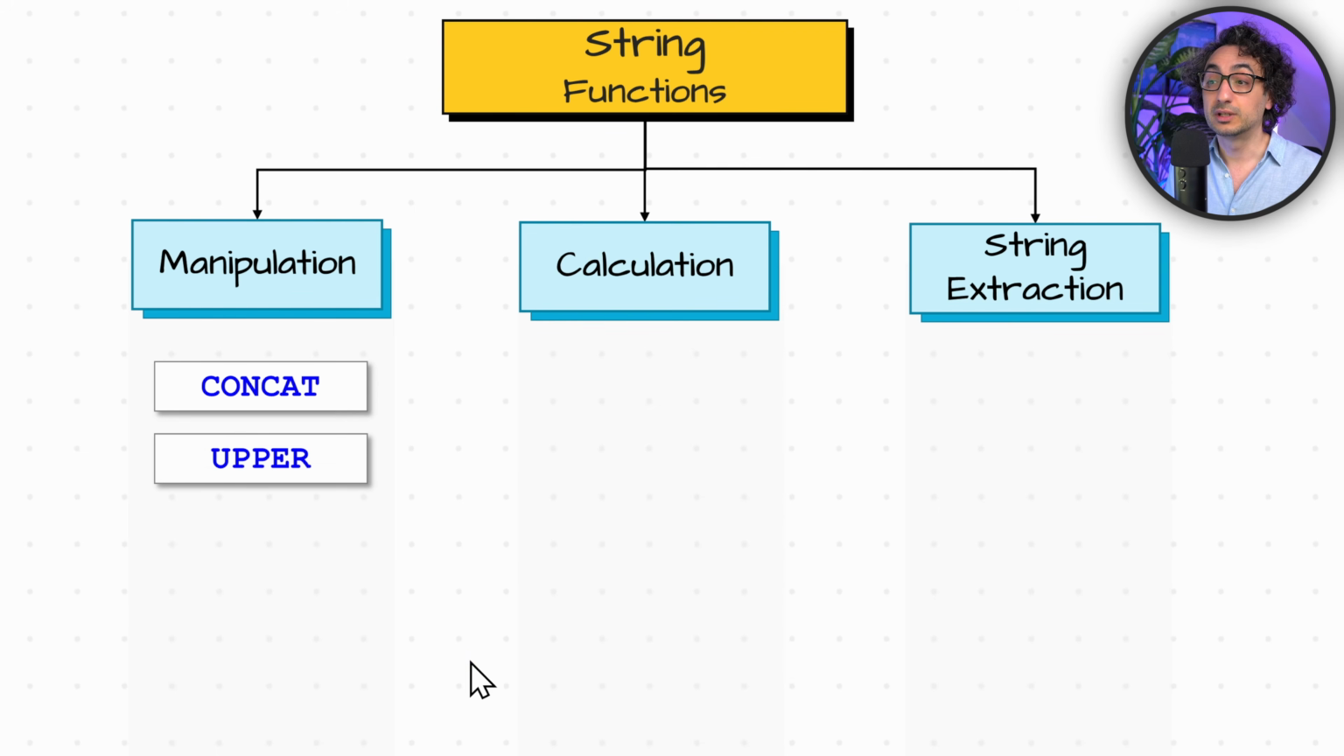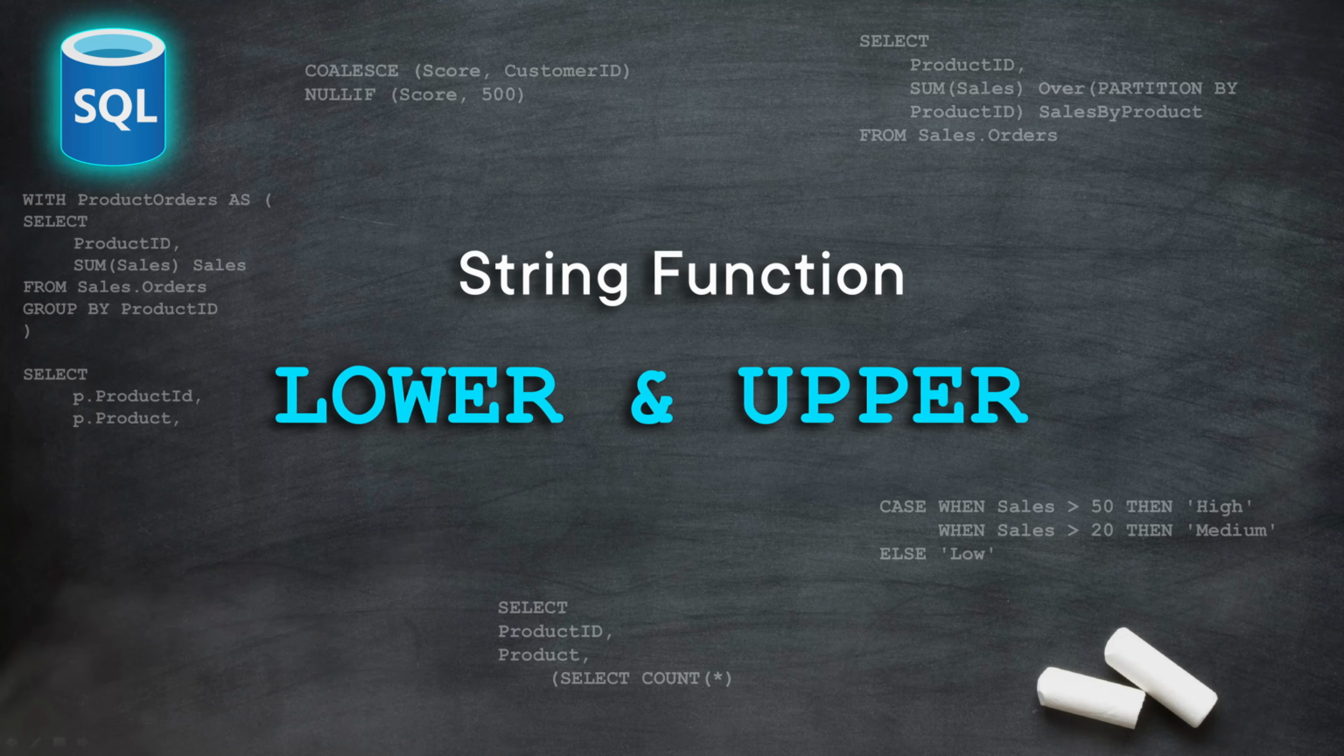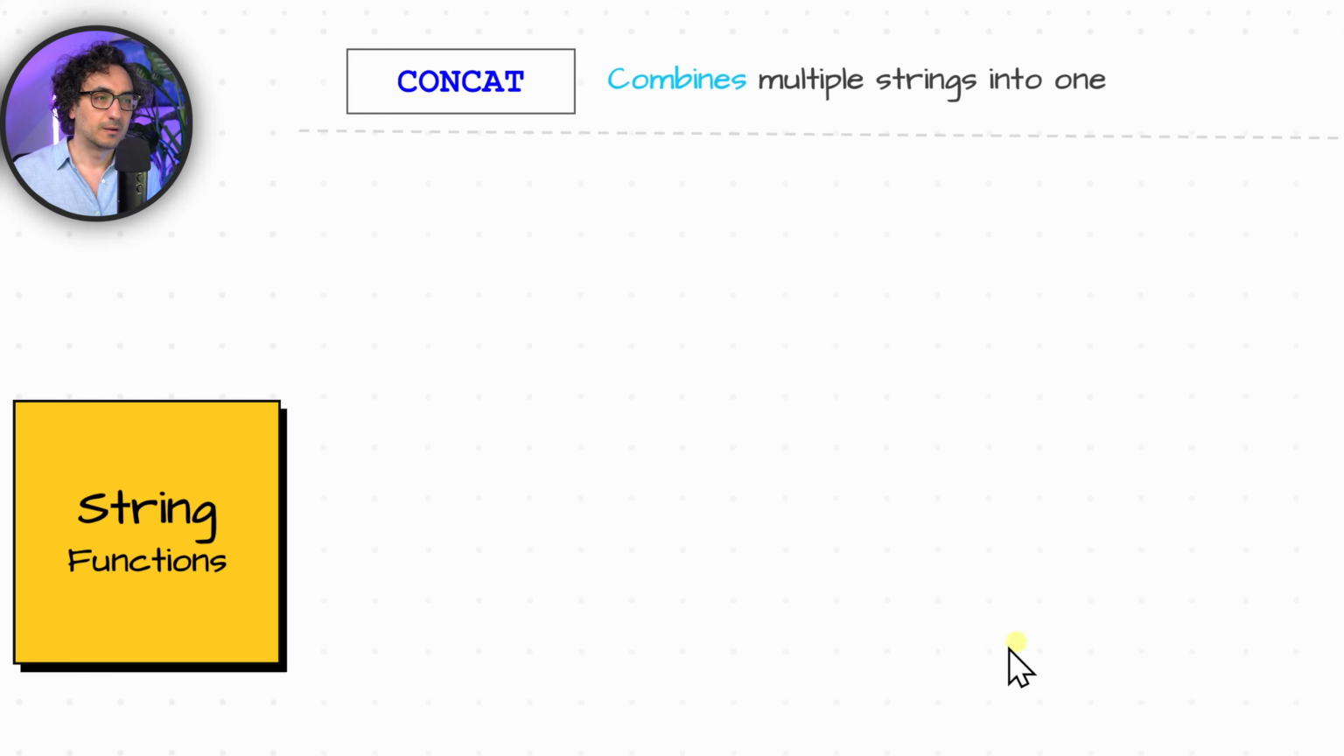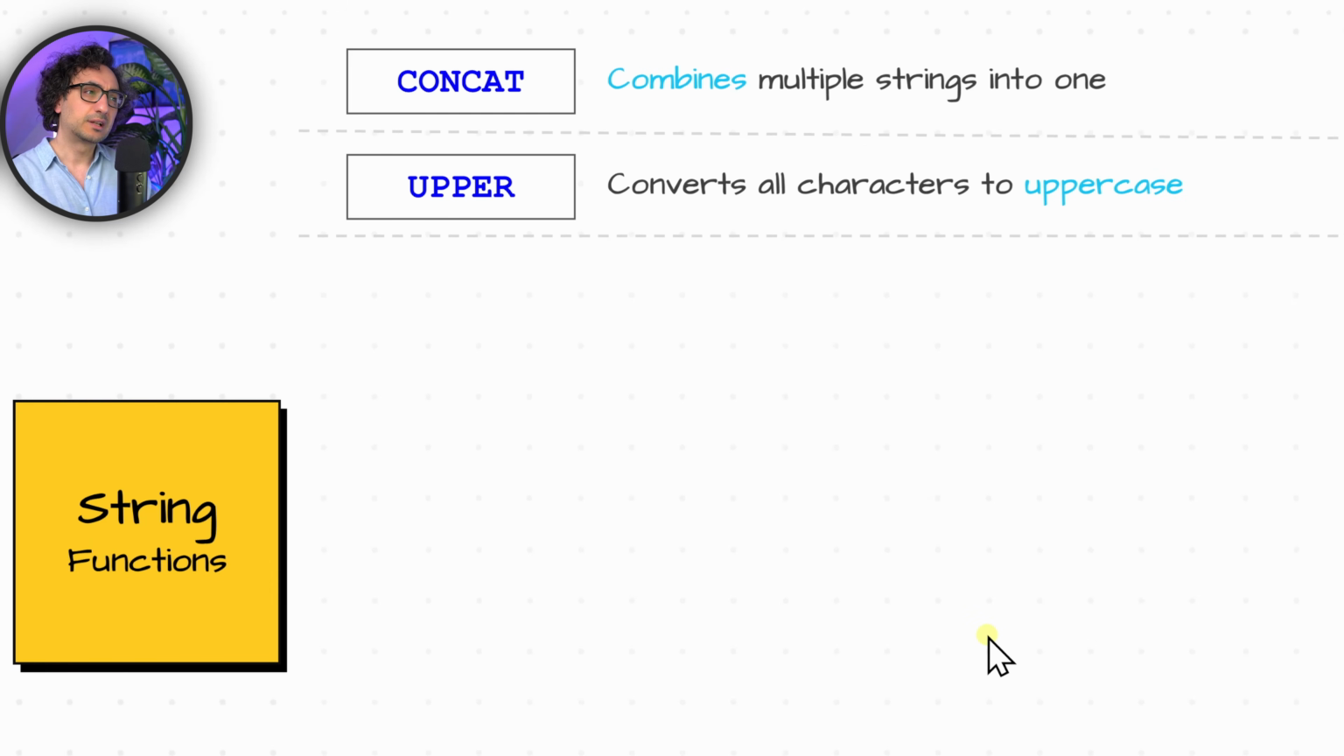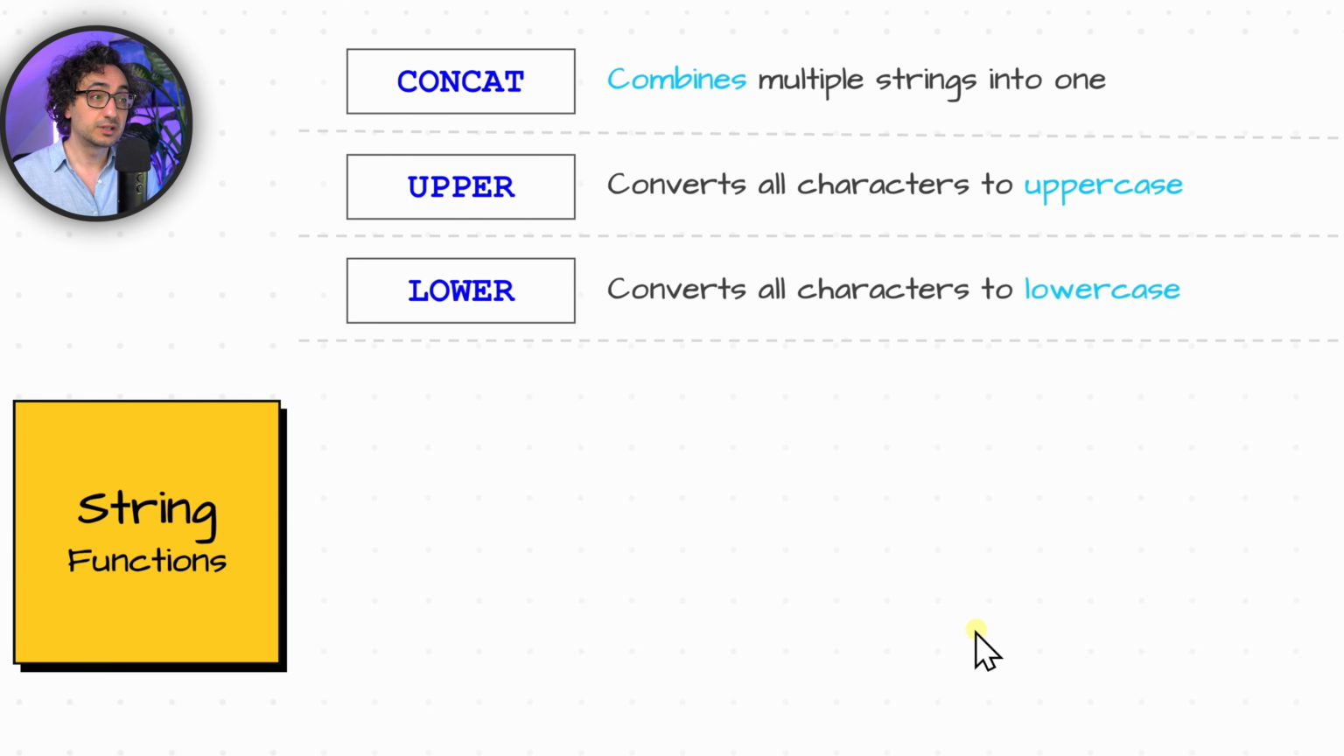Next we're going to talk about two functions, the upper and the lower. Okay, so what is upper function? It's gonna go and convert all the characters of a string to an uppercase. It's gonna make everything capitalized. And the lower function is exactly the opposite. It's gonna go and convert everything to a lowercase. So let's have a very simple example for those two functions.